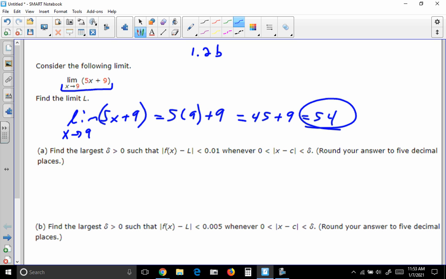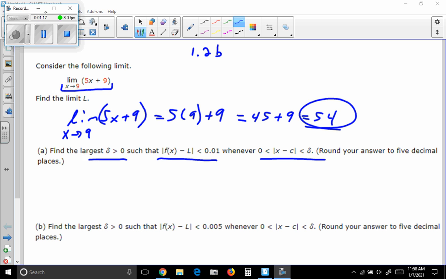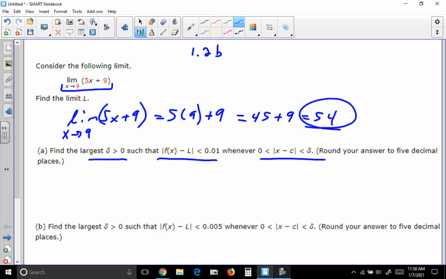Then they ask us, after we get that limit, to find the largest delta that's greater than 0 such that this is true and this is true. So let's remember what this notation means. This notation means the distance between a given y value and the limit.